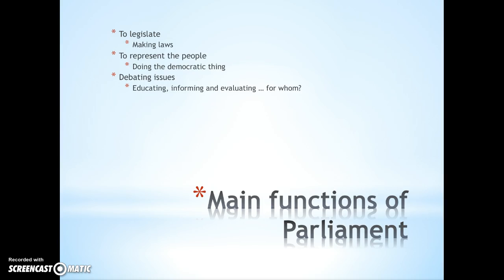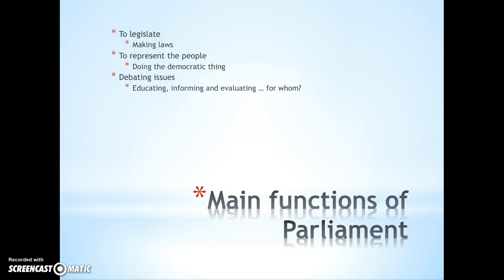They're also there to debate issues, and in debating issues, what they should be doing is educating and informing and even evaluating matters. The question, I suppose, that follows is for whose benefit are they doing this? Is it for government? Is it for us? Or indeed, maybe, is it for both? I mean, many of these debates don't have a formal outcome. The government can look at them and go, yeah, well, whatever. But at the same time, there's an educational role, an informational role, an evaluation role.